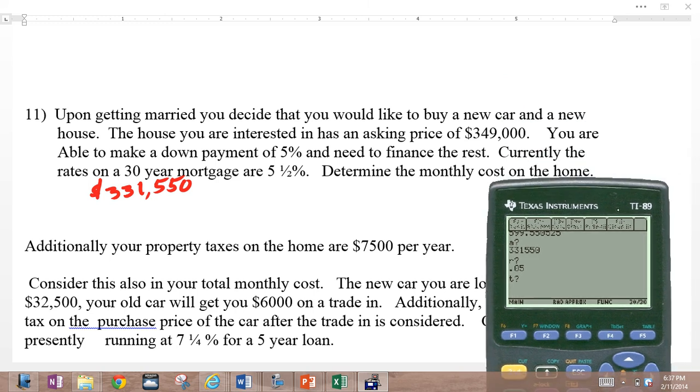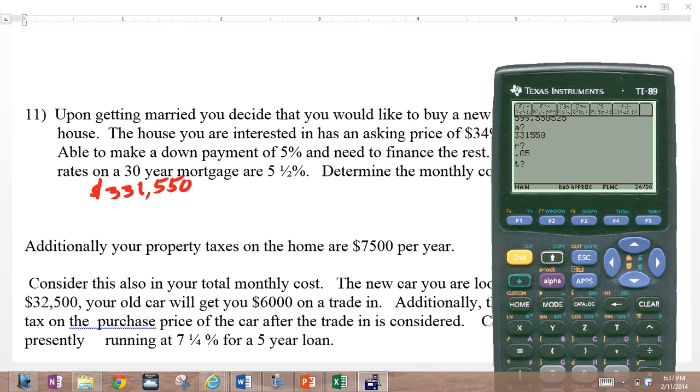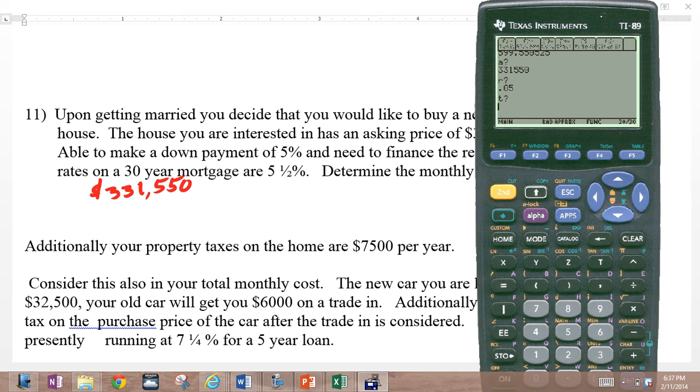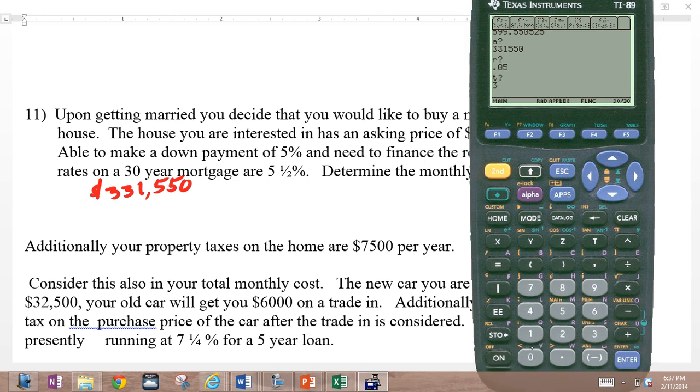Okay, you're able to make a down payment of 5.5%. All right, I'll have to go back and change this as 5.5%, so it'll be slightly different. Okay, we run it again. 30 years. Okay, so let's do a clear on that and do this again at the 5.5%. So again, it's $331,550 that I'm borrowing at a rate of 0.055 for 30 years.